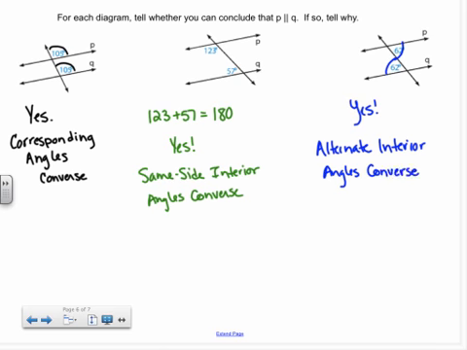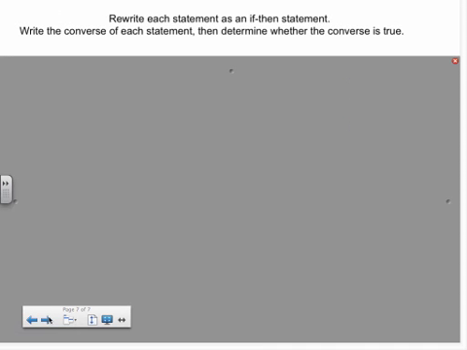Now let's do a little bit more work with converses. In this example, I'm asked to rewrite each statement as an if-then statement, and then find the converse of each statement and decide whether the converse is true. So we have a lot going on here. This is going to be some good review.